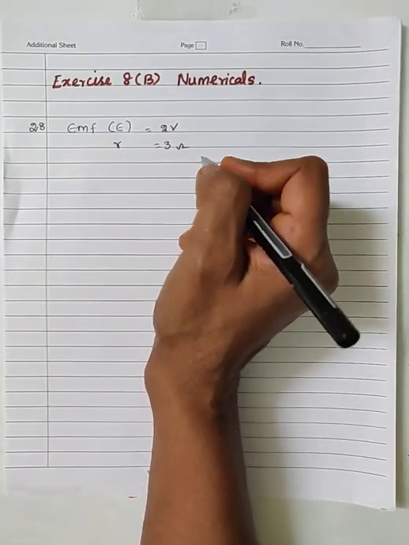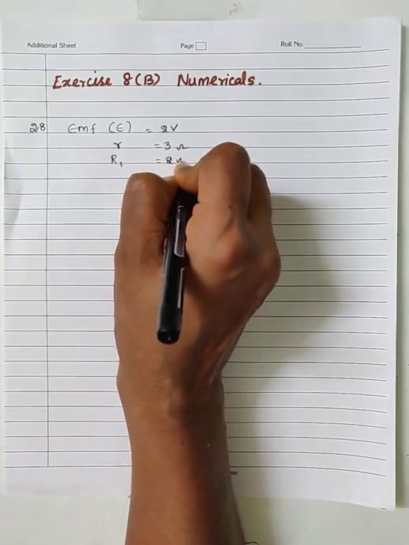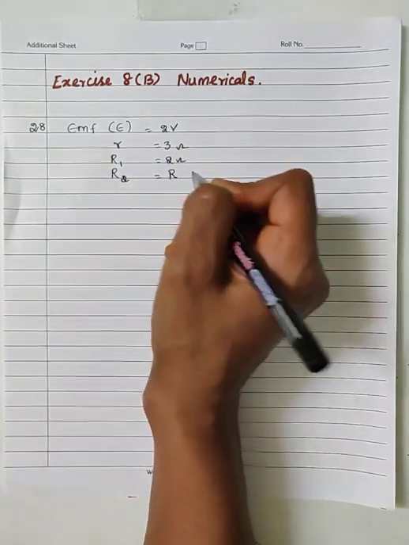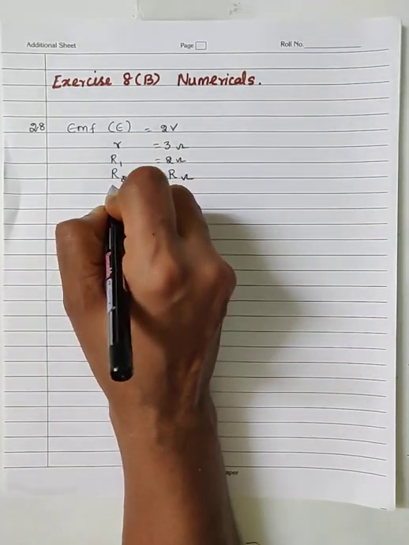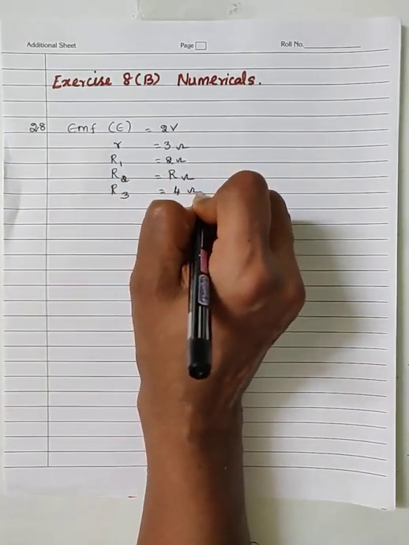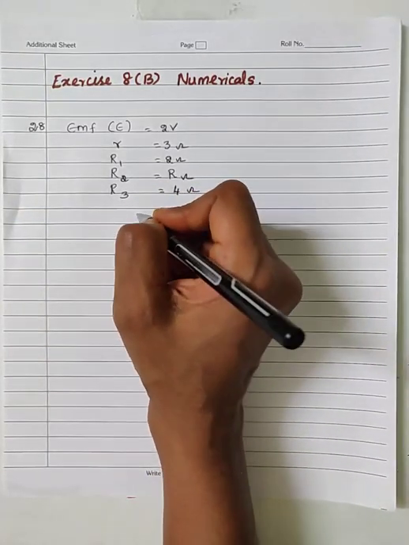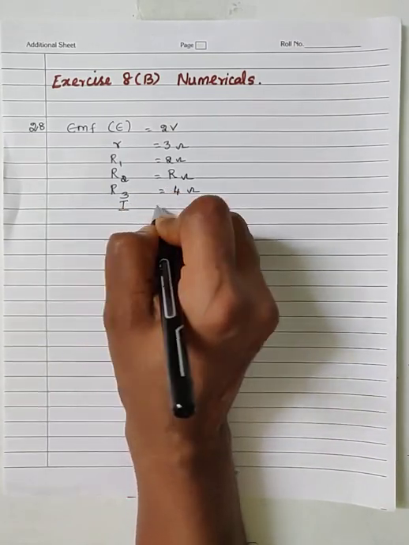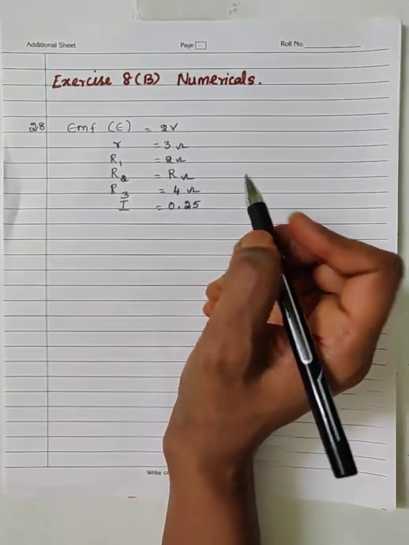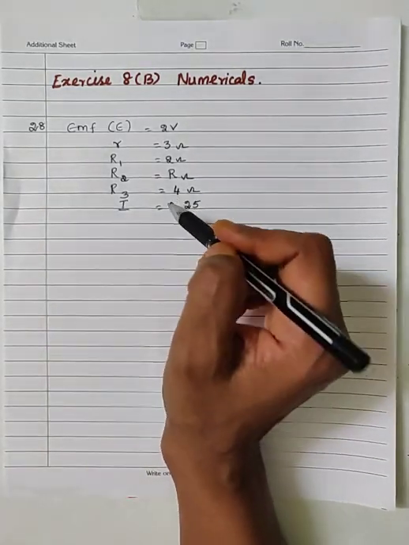And two resistors are connected in parallel. The value of one of the resistors is given as 2 ohm. The second resistor, which is connected in parallel, has no value given. It is given as R ohm. The third resistor, which is connected in series, is given as 4 ohm. And at the side of the circuit diagram, the current flowing through the circuit is given as 0.25 ampere. So, see the circuit diagram and write all the data. All these are given in the circuit diagram itself.